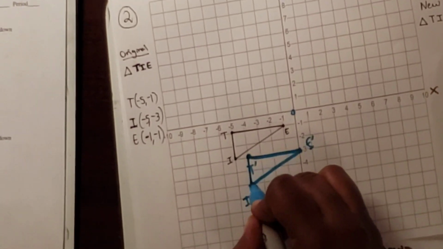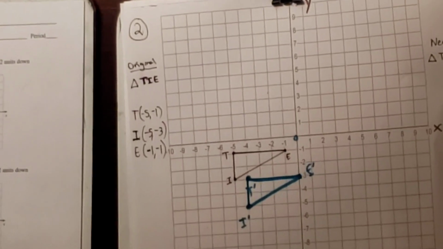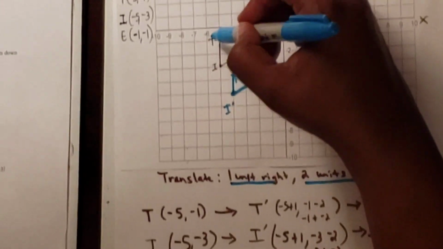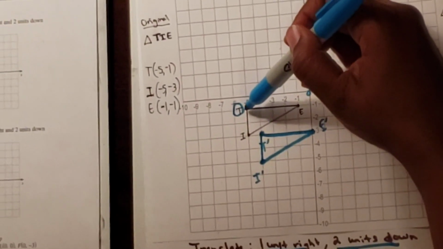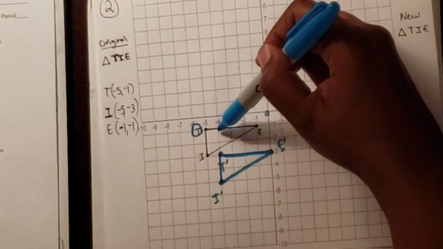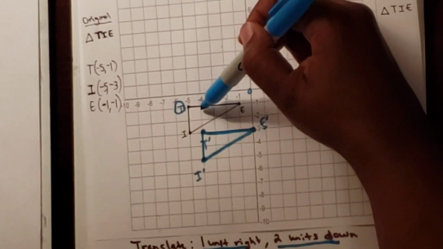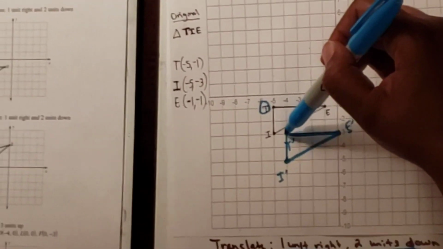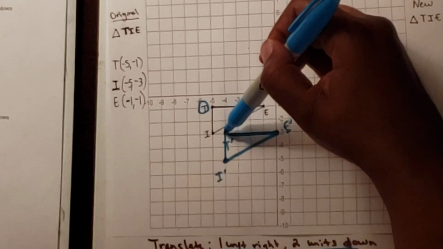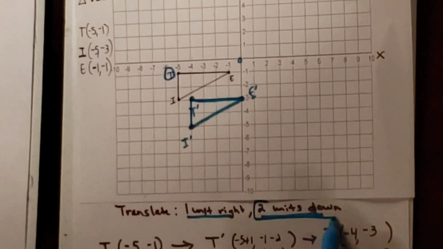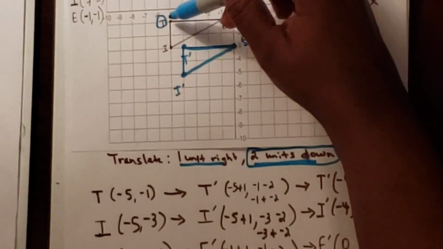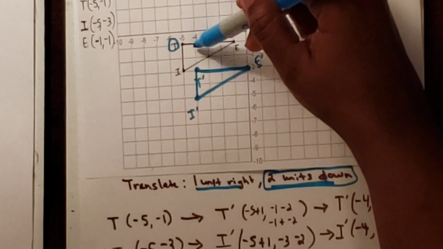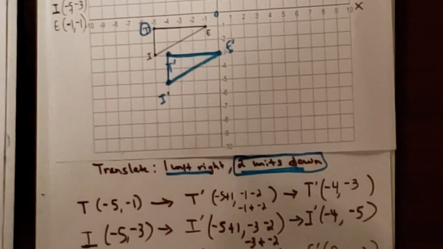Now let's just check. Let's trace one of the points to see if it actually moved 1 unit right and 2 units down. So let's go with T. So if I take that point and move 1 unit right, I'll be right here at -4, -1. And then 2 units down. Let's start over. 1 unit right, and then 2 units down. 1, 2. Right on the money.